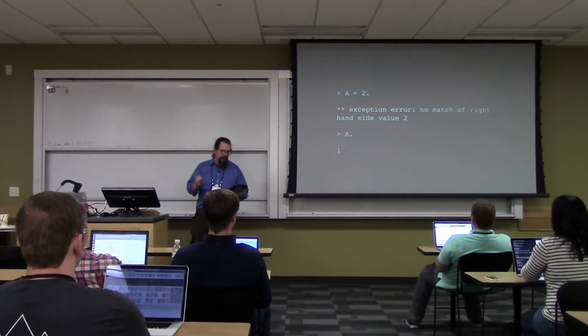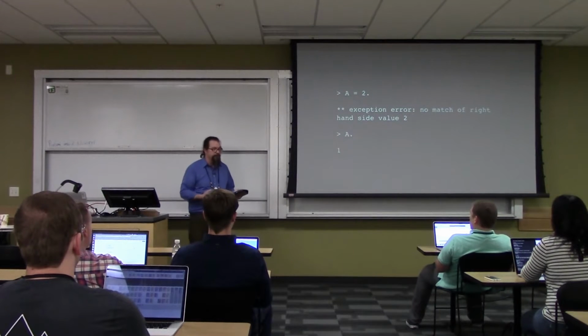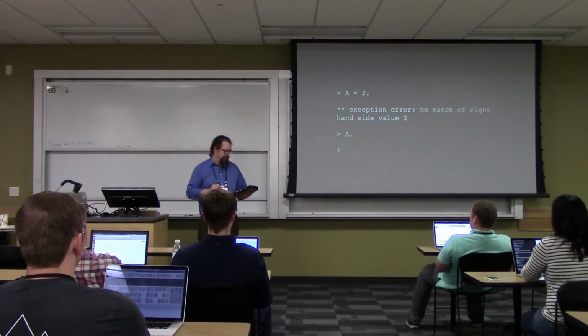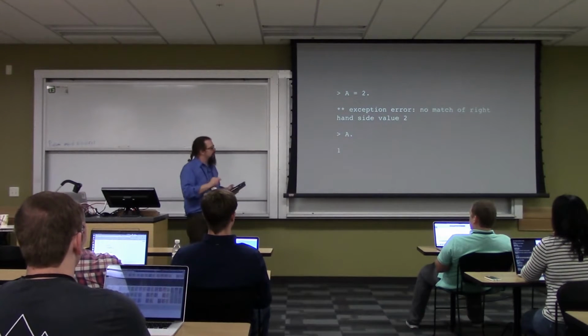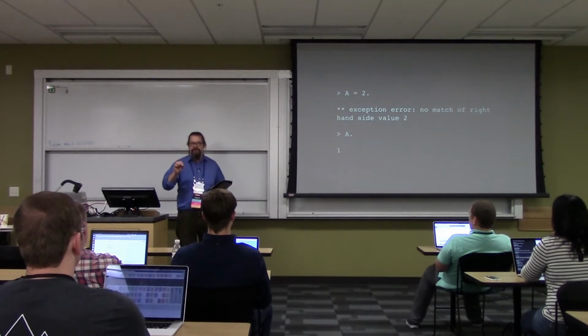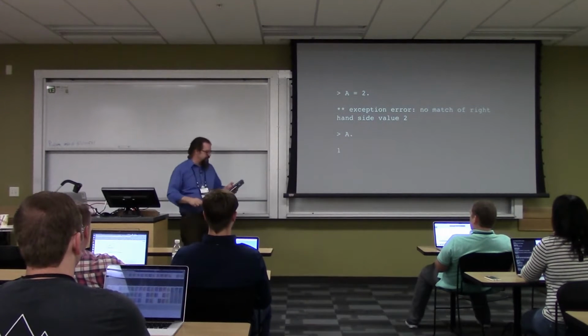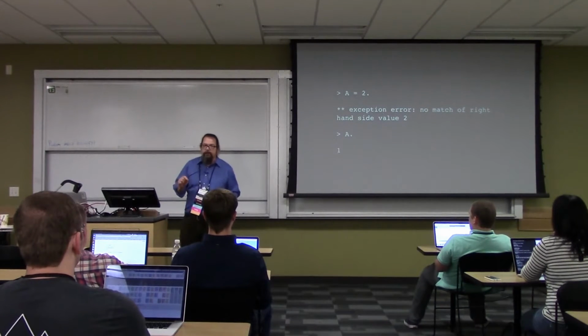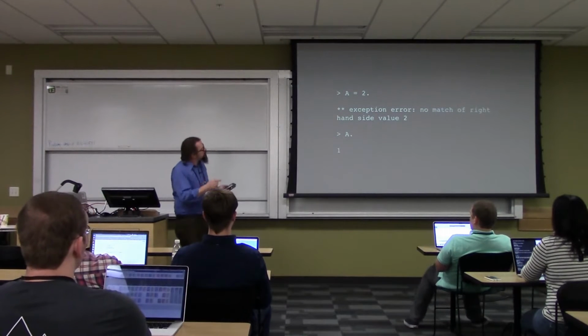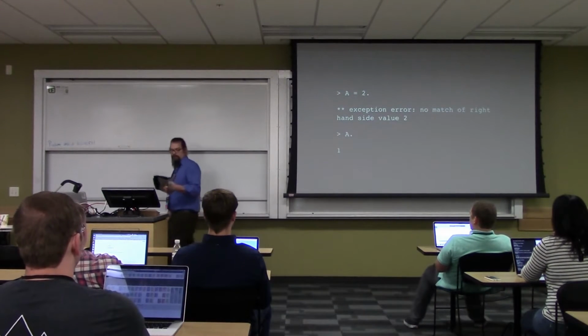When I try to tell Erlang that a is no longer equal to 1, now it's equal to 2, Erlang politely informed me that I'm wrong, that Erlang already knows what a is, and it's not 2. But note the way that Erlang talks about it. No match on the right-hand side for value 2. It's not an assignment, it's a match. Erlang is looking at the two sides of my equal sign and trying to see how they match. In this case, they don't. A is equal to 1. We've got a 2 on the other side, so Erlang gives an exception.